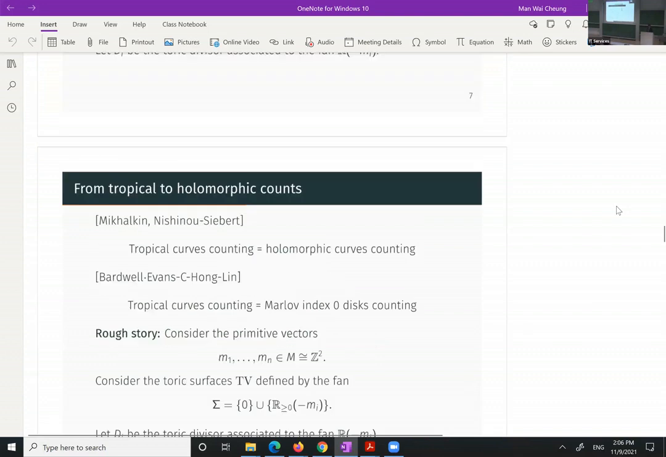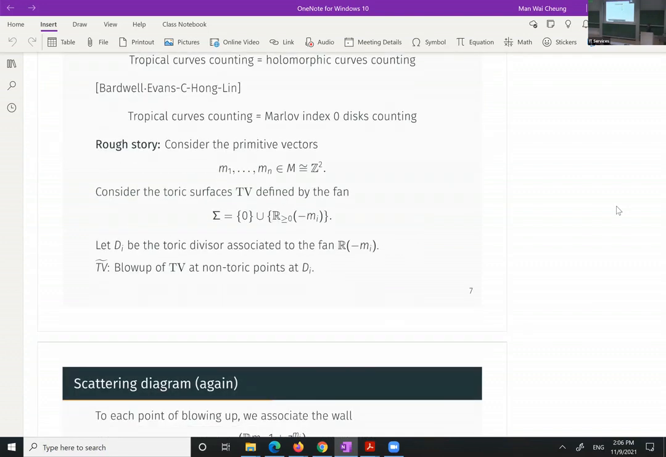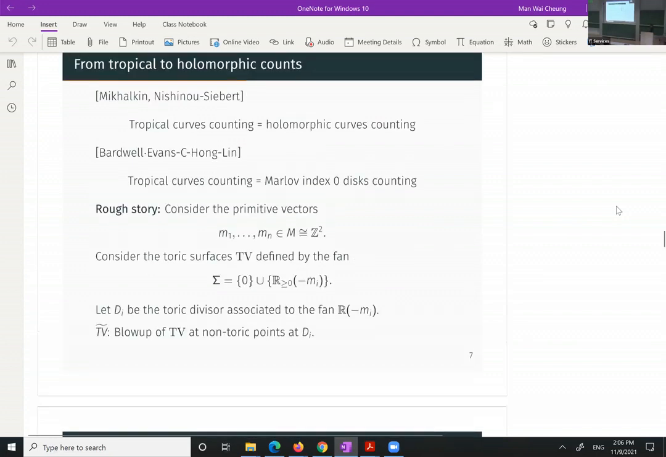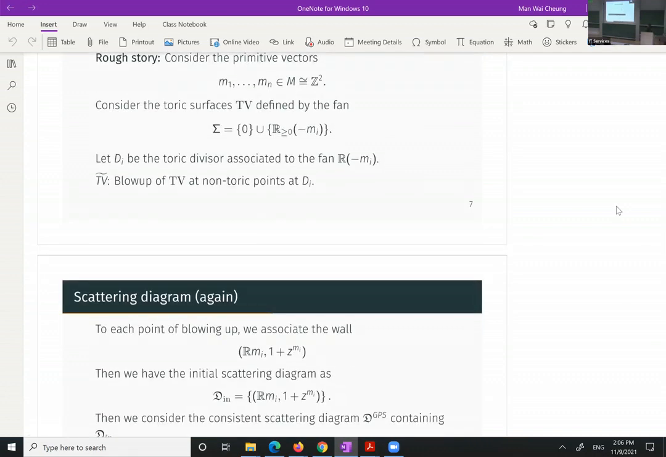And then the next thing we do is we want to blow up at points on those divisors. We'll be more precise when we go to the cluster case. So here we have this blowup of the toric variety, and we want to give some illuminating calculation of those spaces. We have the fan here. This is our fan picture. The scattering diagram we are thinking of is associated to each point of blowing up.